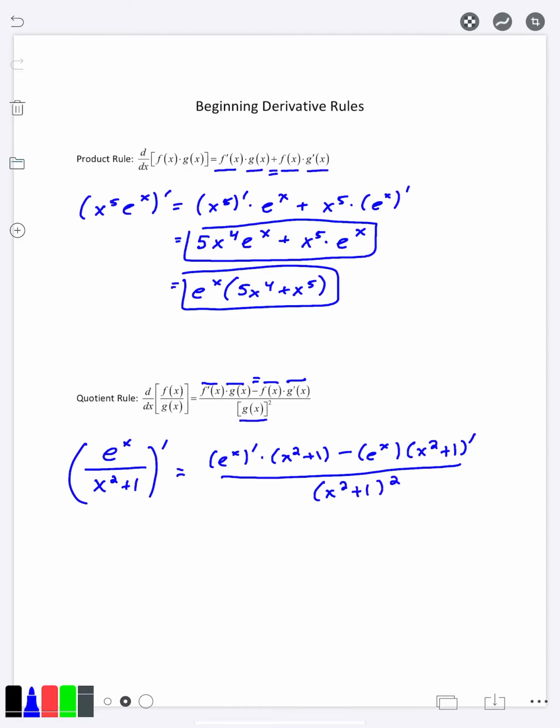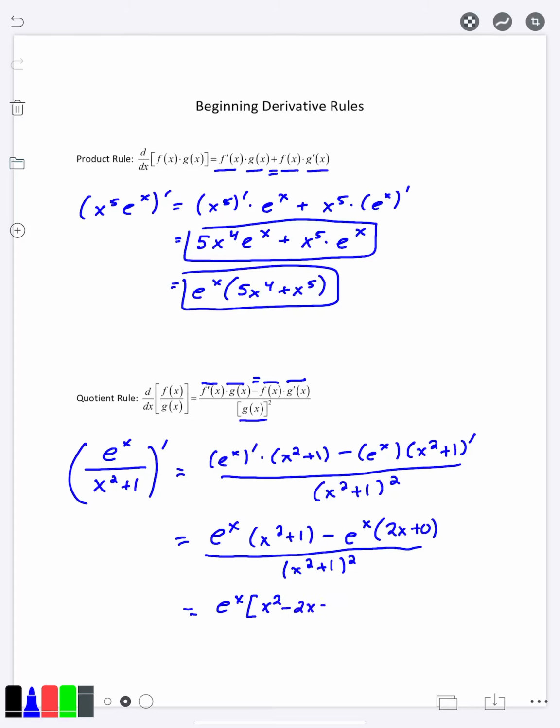And then we get to do some simplification here. The derivative of e to the x is e to the x, times x squared plus 1. Minus e to the x times the derivative of x squared, which is 2x. The derivative of plus 1 is 0, all over x squared plus 1 squared. And then if you want to, you can factor e to the x out on top. You'd have x squared minus 2x plus 1 over x squared plus 1 squared.